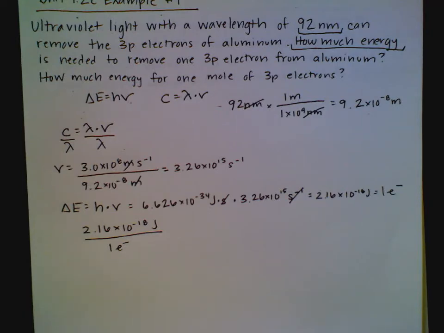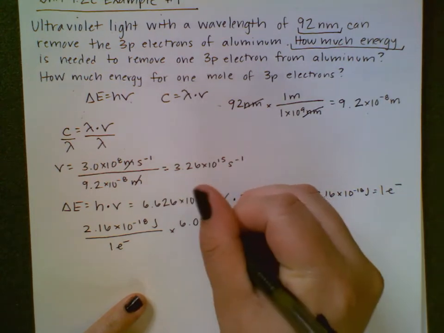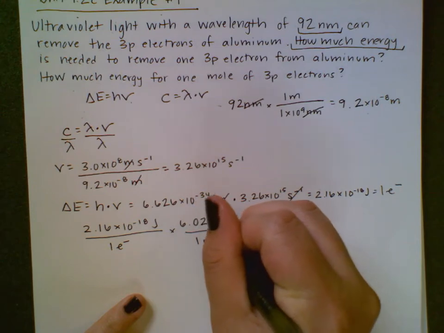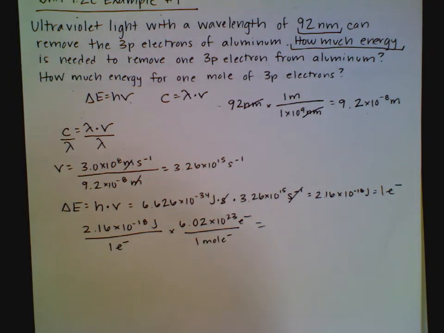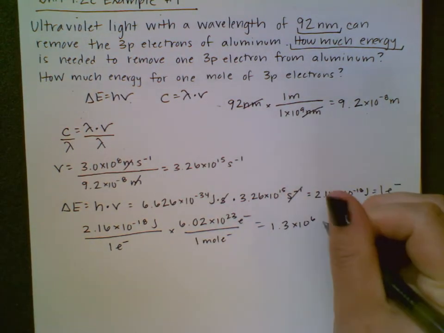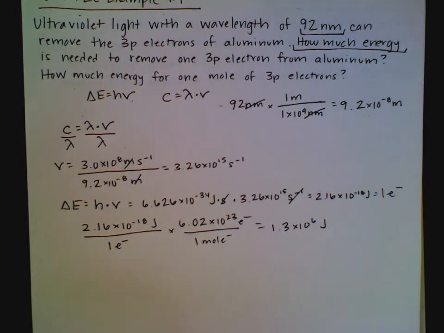Oh, there's that number. Something times something. It's called Avogadro's number, and it is 6.02 times 10 to the 23rd. So there are going to be 6.02 times 10 to the 23rd electrons for 1 mole of electrons. And when I multiply these two things together, I end up getting 1.3 times 10 to the 6th joules. Now I put that in scientific notation because I find huge numbers to be super obnoxious. So I would encourage you to do that as well.